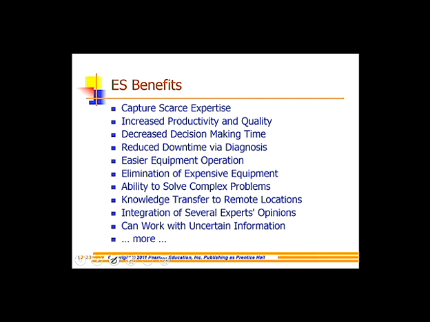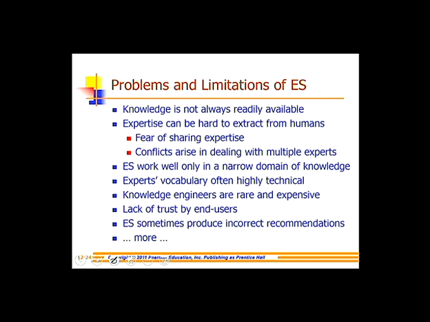Easier equipment operation. Again, if human beings use certain equipment, the cost will be much higher and tedious. But if the expert systems are used in certain tasks, they will improve the efficiency. So all these benefits are there. Some of the problems and limitations of expert systems, again we'll quickly go through them. Most of these things are pretty obvious, but we'll quickly go through them.